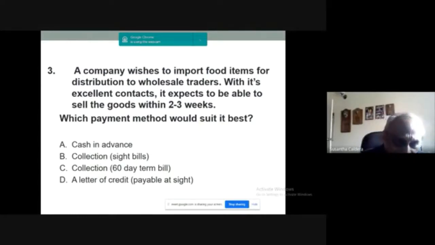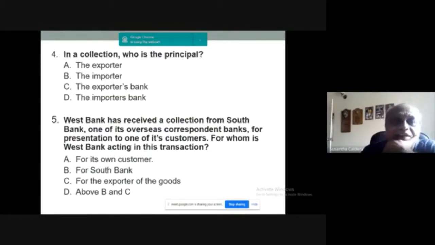Correct answer is C. Collection 60 days term bill. Because it says it expects to be able to sell the goods within 2 to 3 days. Right? Then 60 days term bill. Answer is C. Number 4. It is very easy.